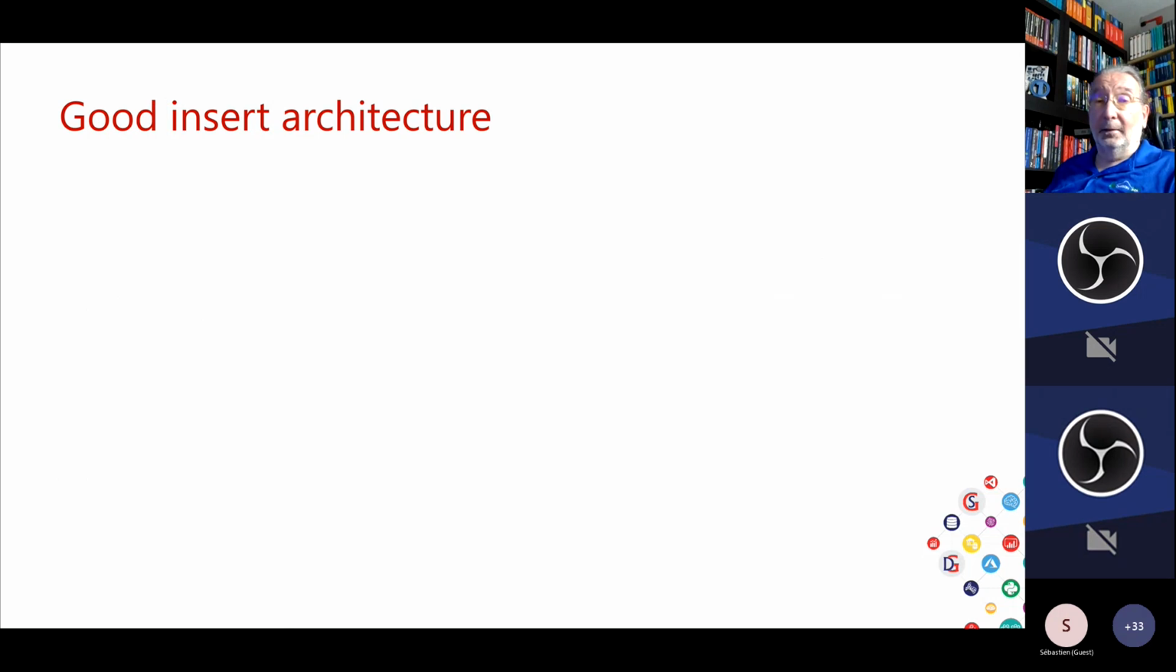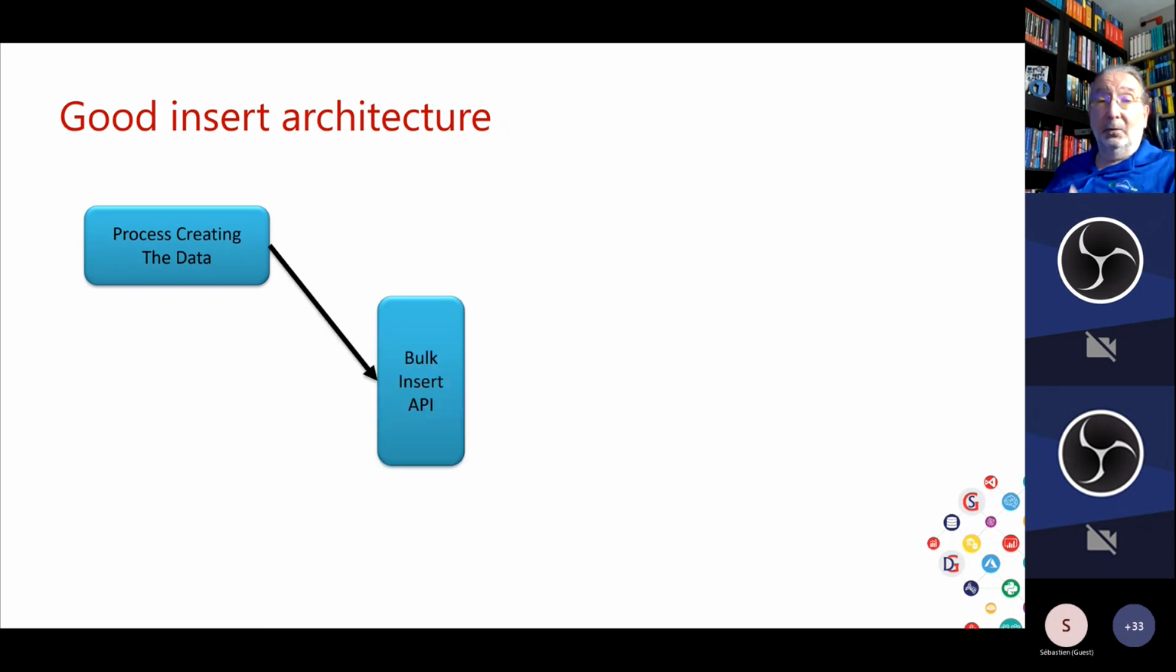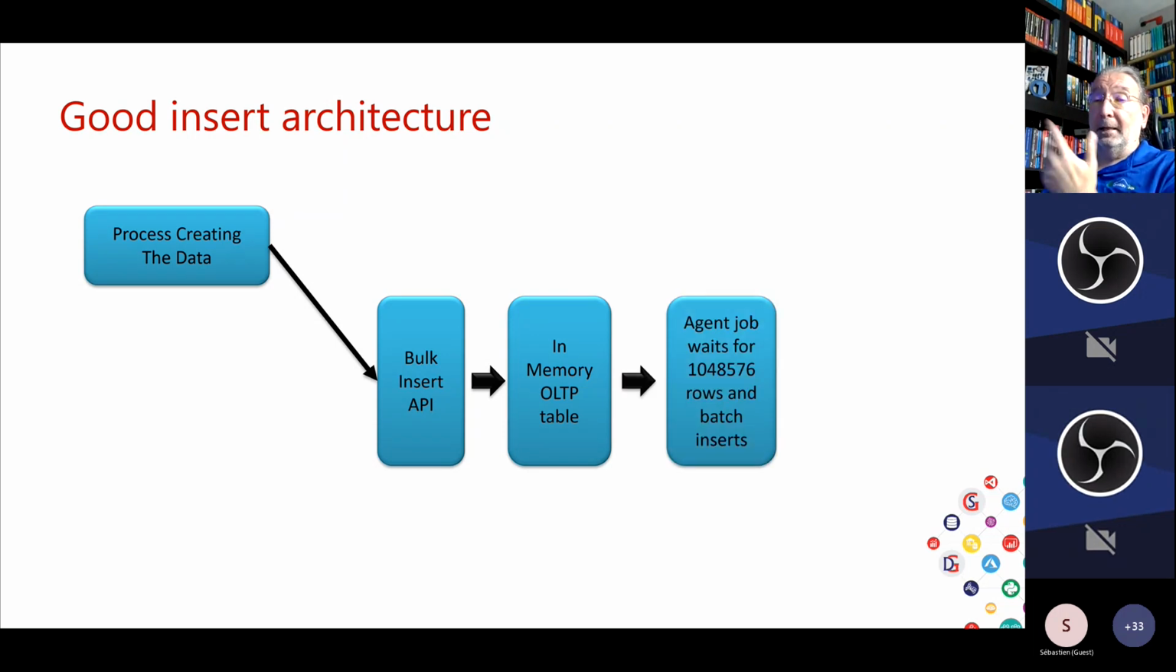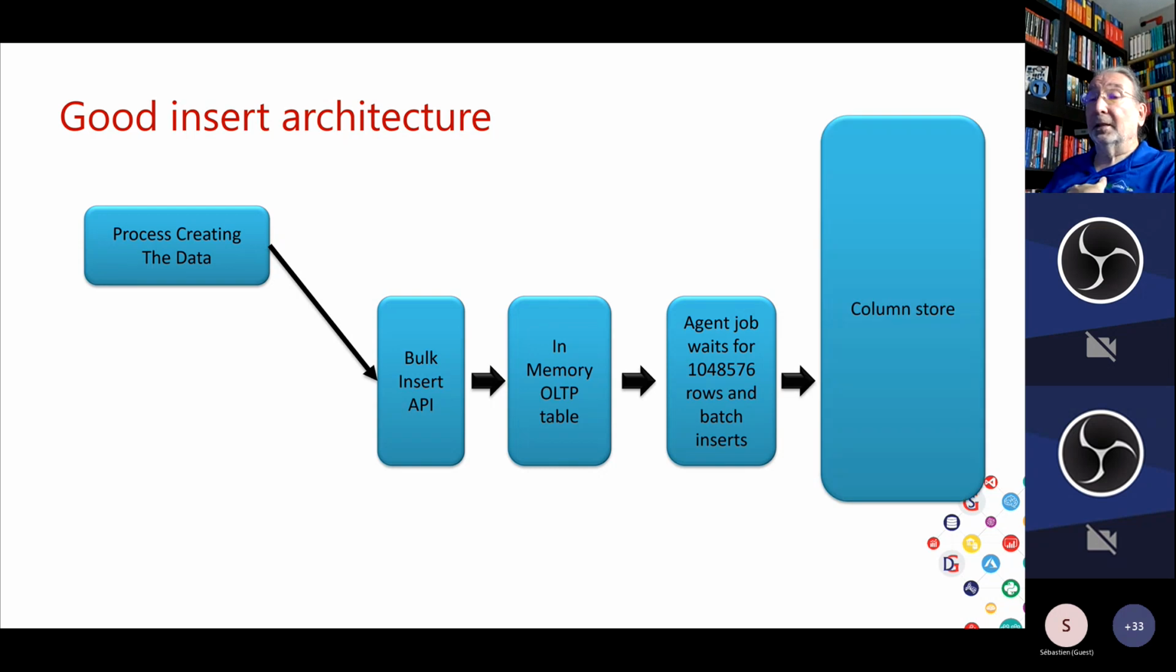So the insert architecture I'd like to use is: something is creating the data, I do bulk insert API or single row inserts, whatever your system will do, into either an in-memory OLTP table, or if you don't want to use in-memory OLTP, you can even use a regular table. Then have an agent job that waits for that magic number of rows to be there. Once it finds that many rows, it inserts one row group, deletes them from the staging table and inserts them into the column store. With that, I get clean row groups.